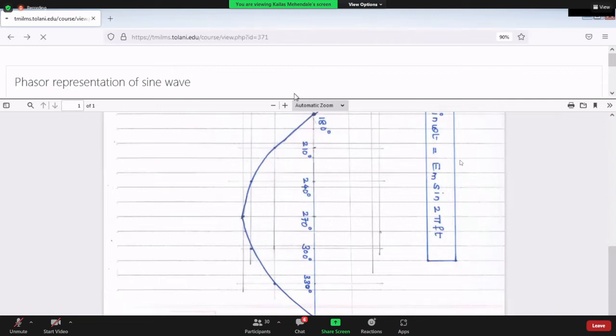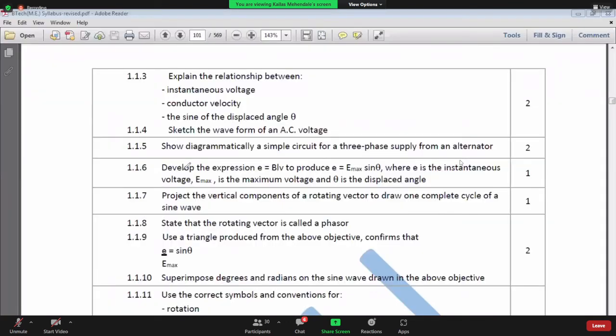Okay, so here is our syllabus. What have we achieved so far? We have done 1.1.6 and 1.1.7. State that the rotating vector is called a phasor. Use a triangle produced from the above objective to confirm that E upon E max is equal to sine theta. That also we have done.